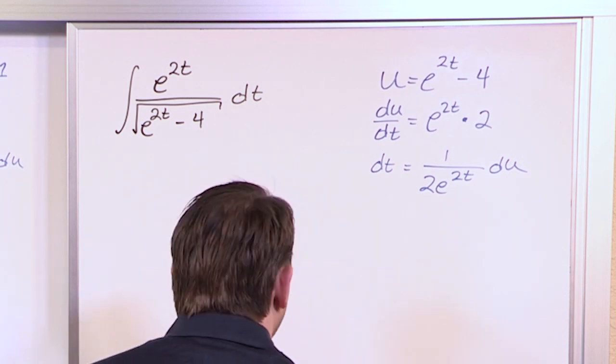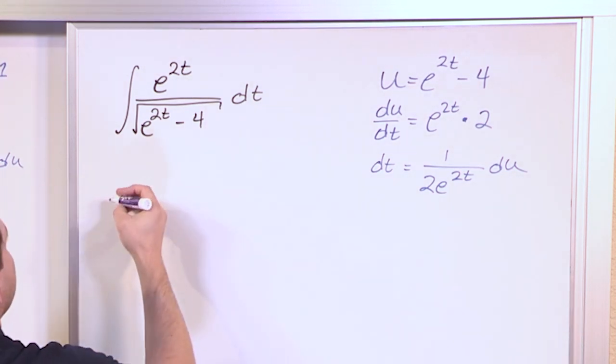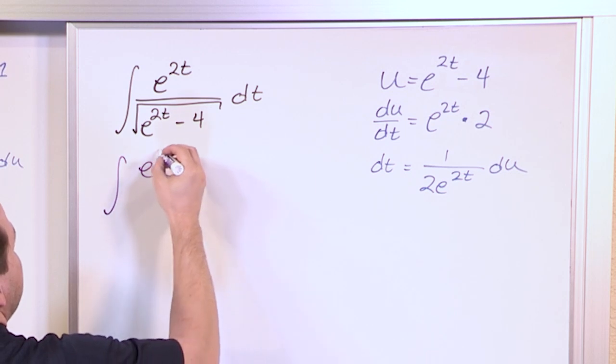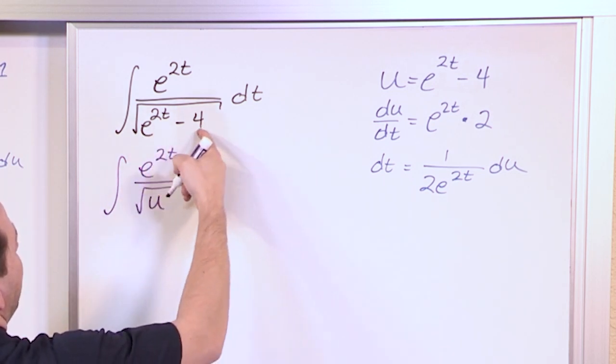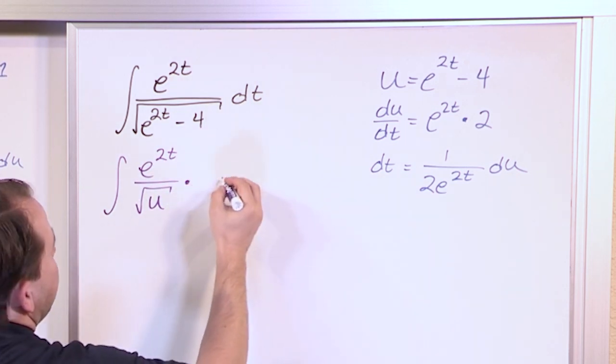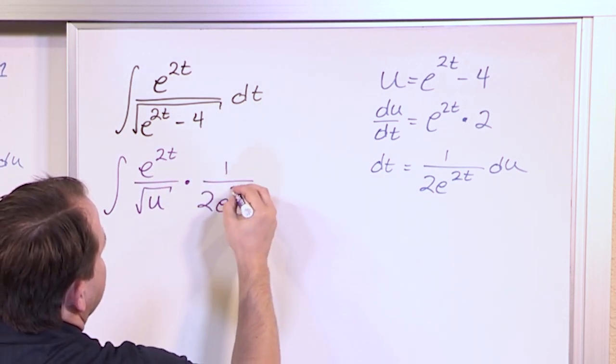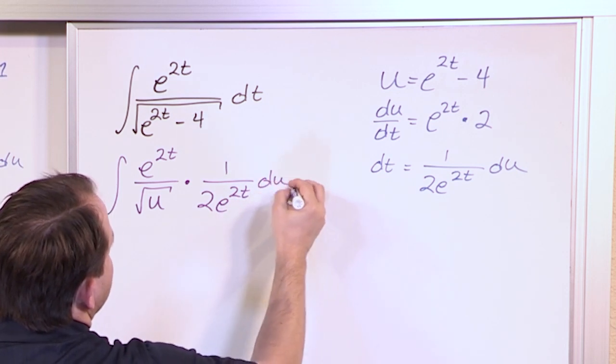Okay, and then we start plugging this stuff in here, and hopefully we get nice cancellation. So we have e to the 2t over the square root of u, because this whole denominator is now the square root of u, and here we have 1 over 2e to the 2t, du.